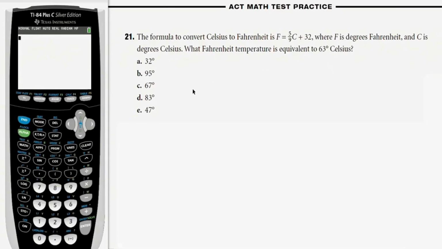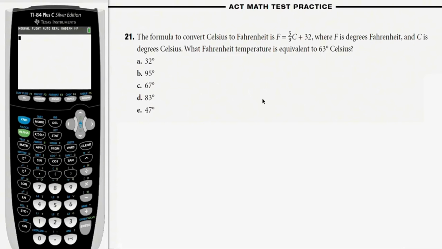Guys, this question is one of the simplest questions I have seen for ACT. So you don't actually need to store a value to solve this question or to reset the calculator. All you simply have to do is to plug in this 63 degrees here in this variable c we have, and you'll be good to go and simplify the expression. So let's solve with the calculator now.